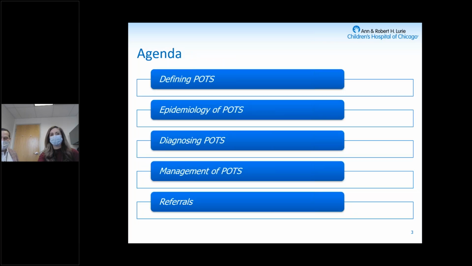We're going to begin today just talking about our agenda, which is going to include defining postural orthostatic tachycardia syndrome, or POTS. We're going to briefly discuss the epidemiology of POTS, review how to diagnose POTS, outline our program for you and how we like to manage this, and finally, how to refer patients to our program.